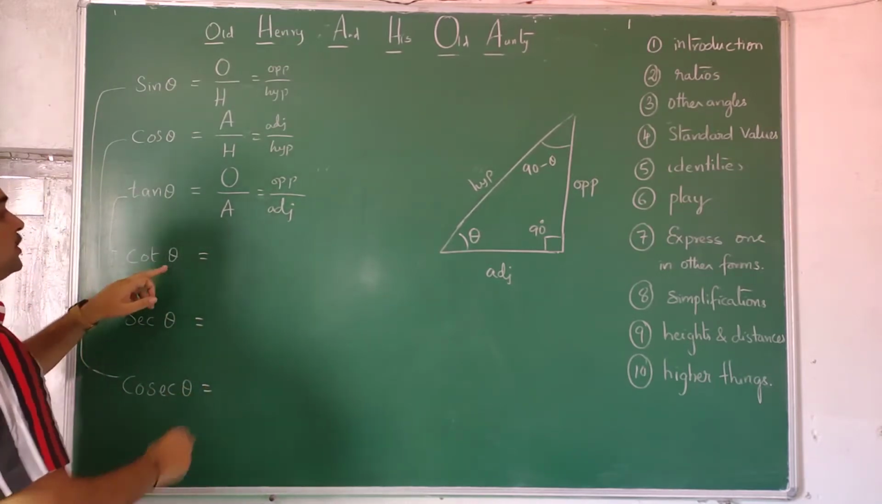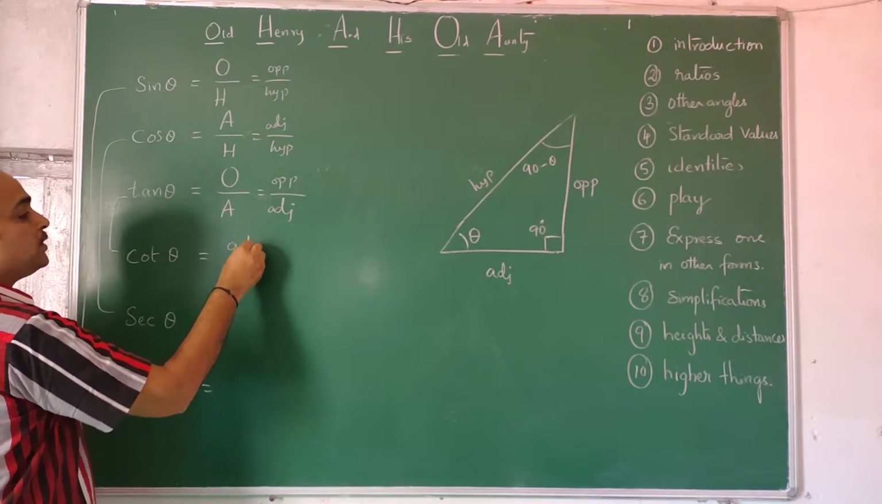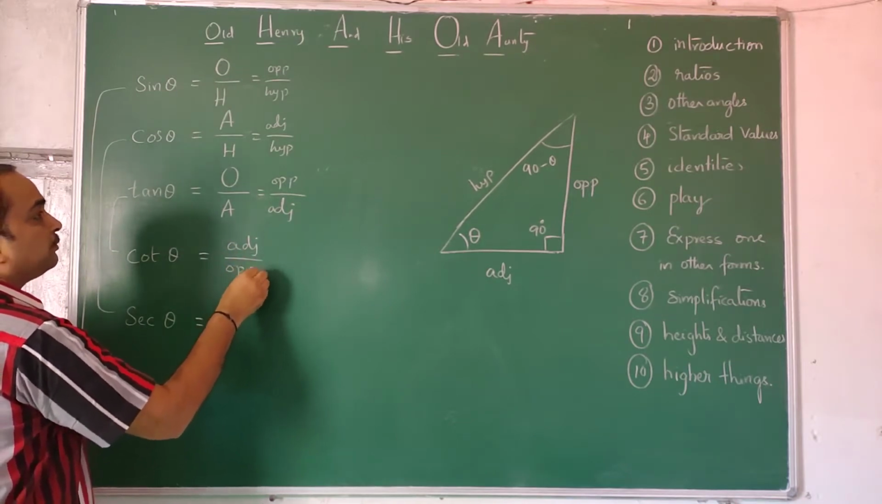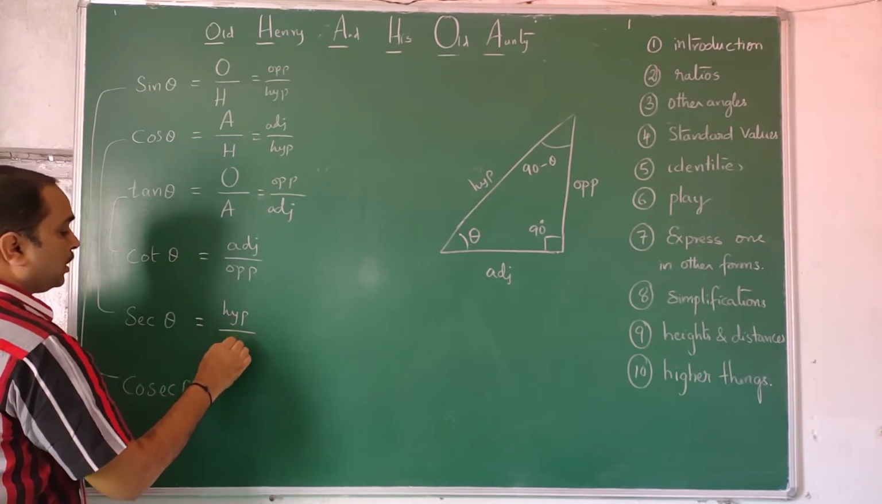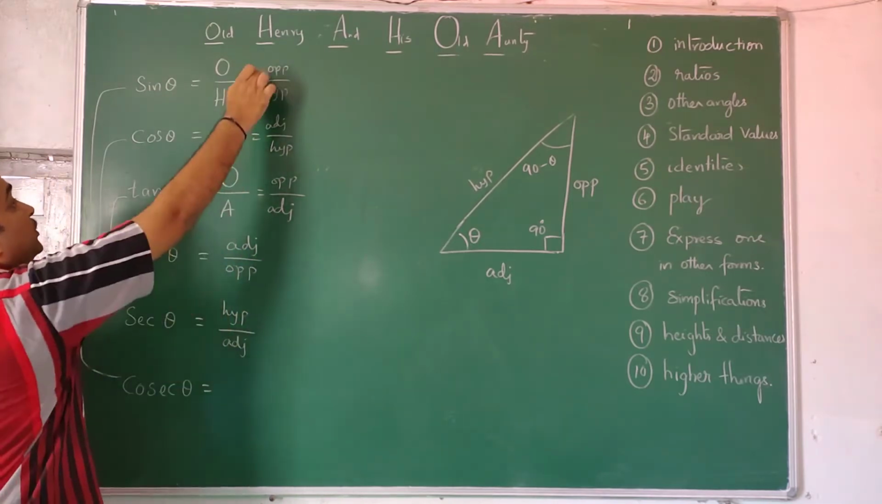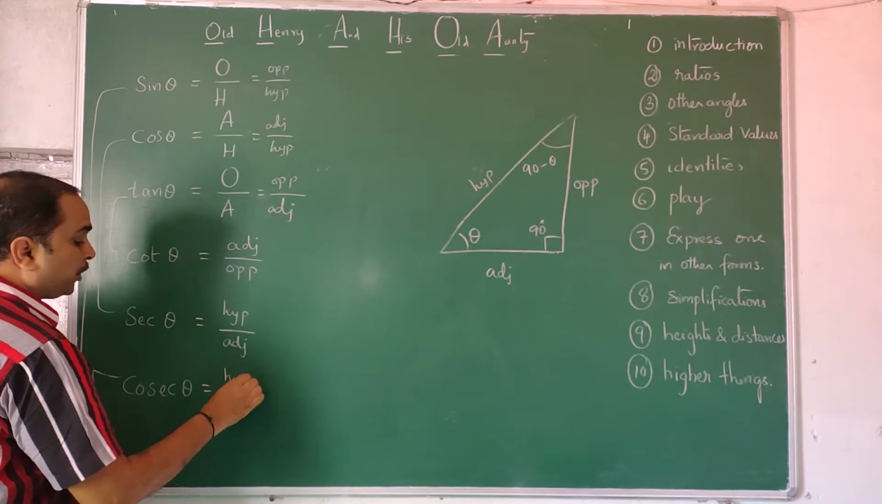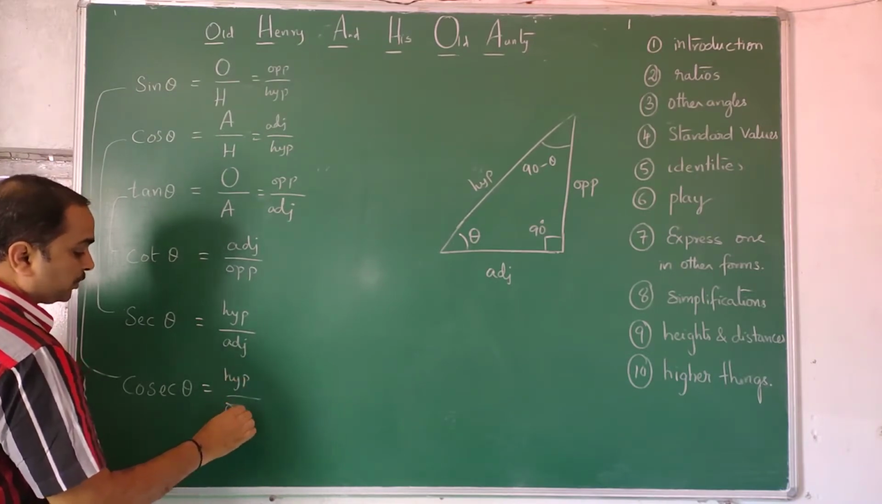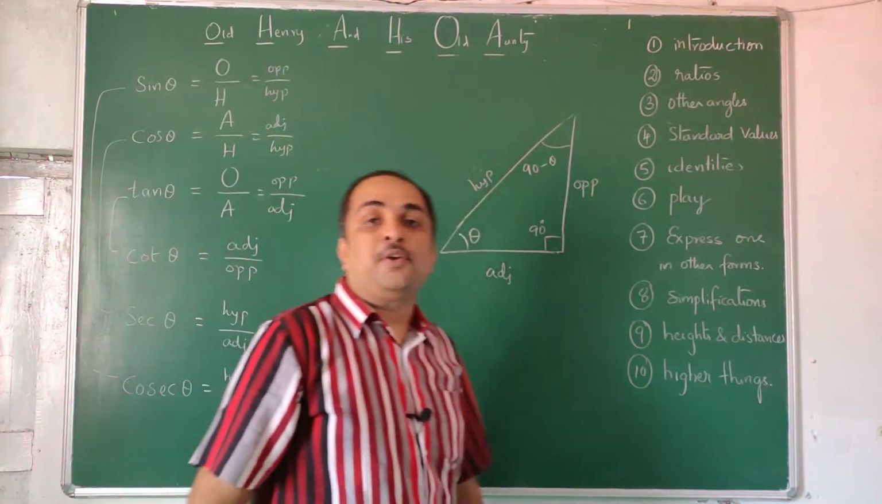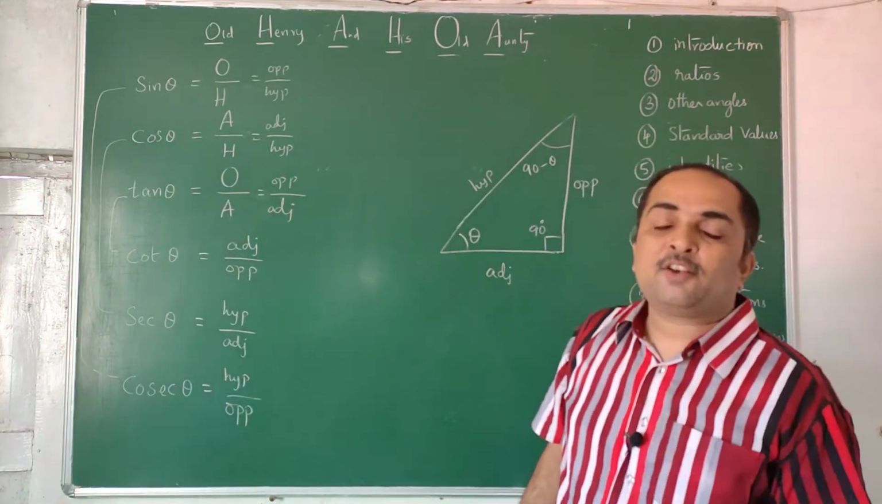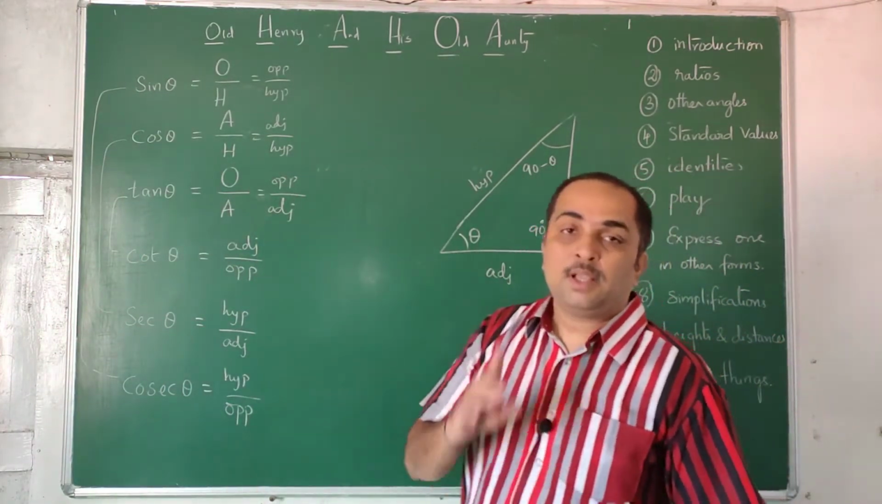So what is cotangent? Just opposite, adjacent by opposite. This you reverse it. Hypotenuse by adjacent. This you reverse. Hypotenuse by opposite. This is the way we define the ratios. These definitions you have to remember. There cannot be much more simple things. First thing, learn it in a sequence.